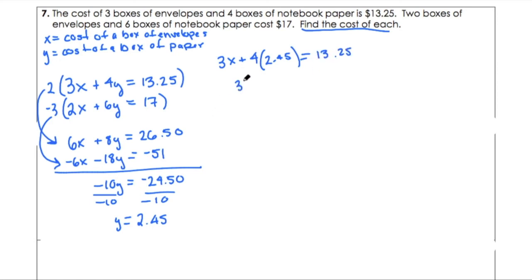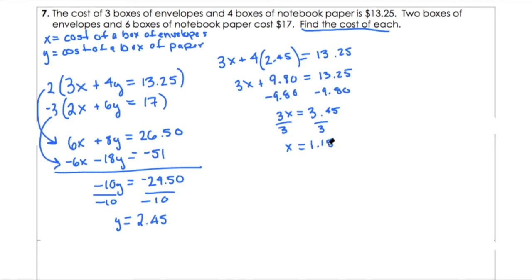Okay, so 3x plus $9.80 is equal to $13.25. I'll go ahead and subtract $9.80 from both sides. I get 3x is equal to $3.45, and I'll divide both sides by 3, and I get x equals 1.15. So that should be the cost of a box of envelopes.